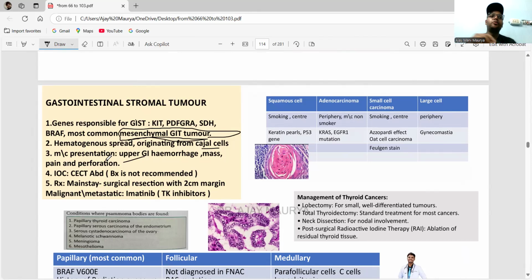Investigation of choice is CT abdomen. Biopsy is not recommended because it might cause severe bleeding. Treatment mainstay is surgical resection with 2 centimeter margins. For malignant cases, the tyrosine kinase inhibitor imatinib is used, which is also used for CML.